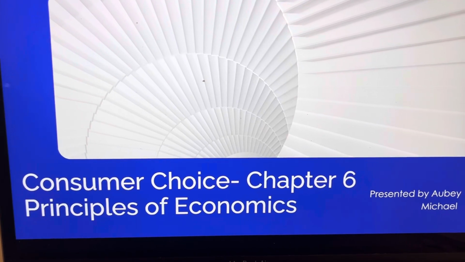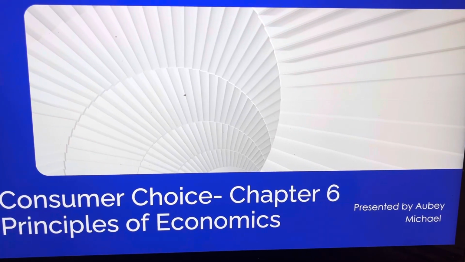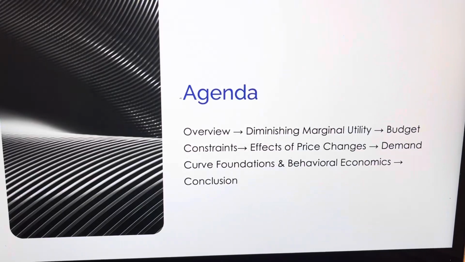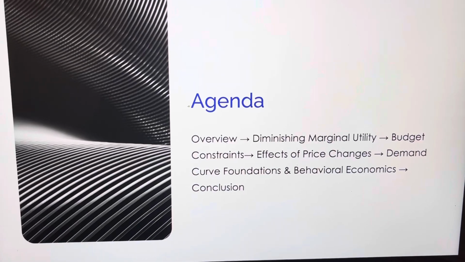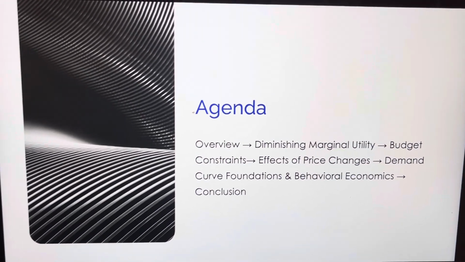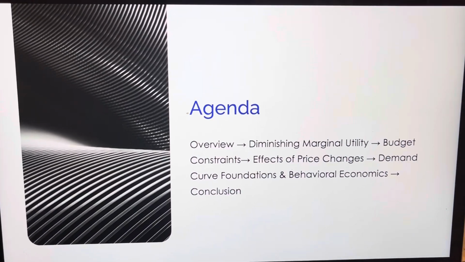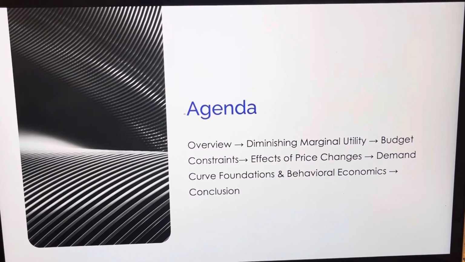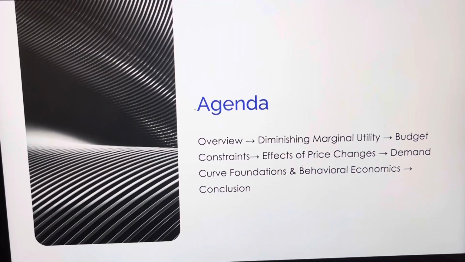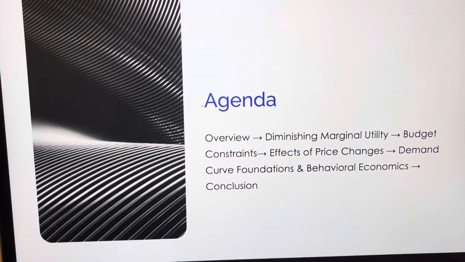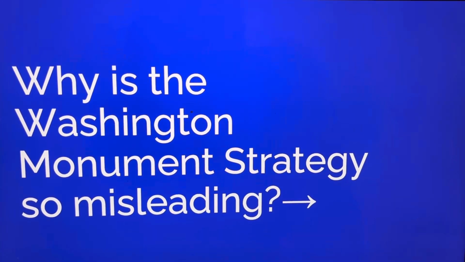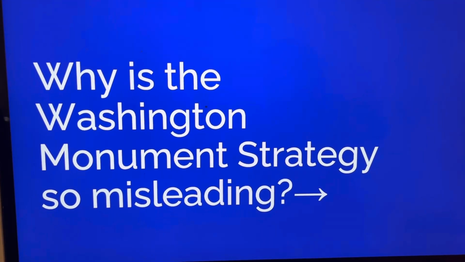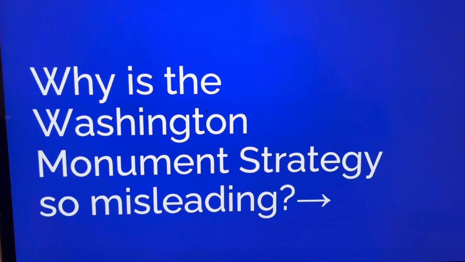Chapter 6 will be the focus of today's lesson. Here is an overview of what we will be discussing today. We will be discussing diminishing marginal utility, budget constraints, effects of price changes, demand curve foundations, and behavioral economics. And lastly, the conclusion. So, the first question is, why is the Washington Monument strategy so misleading?